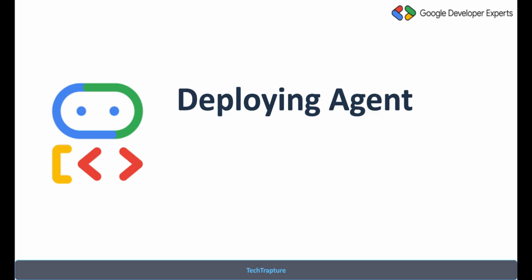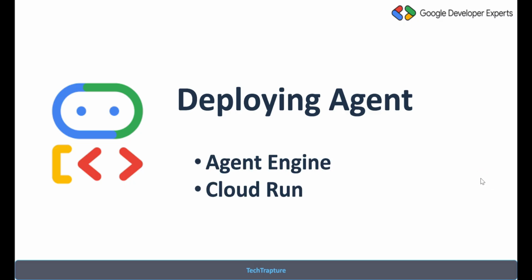So all these agents we created in our previous videos, but we started deploying our agent in the last video. In the last video we deployed our agent on the Vertex Agent Engine, and in this video we are going to deploy our multi-agent system, or ADK agent, on Google Cloud Run.